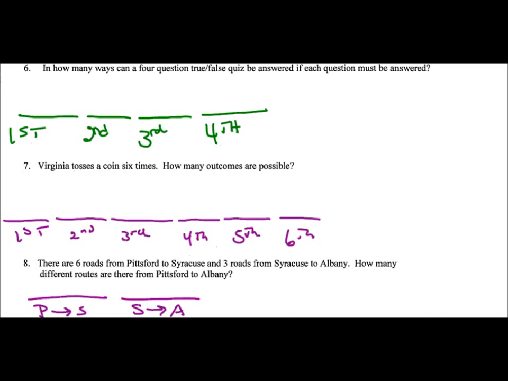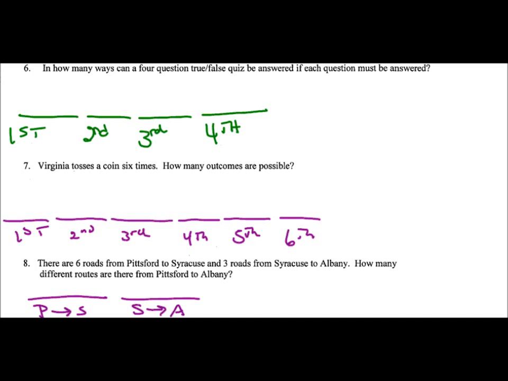We have a 4-question true-false quiz. How many ways can that quiz be answered? Number 7, Virginia's tossing a coin 6 times. We want to know how many possible outcomes there are. And number 8, we have 6 roads from Pittsford to Syracuse and 3 from Syracuse to Albany. We want to know how many different routes there are from Pittsford to Albany. Please pause here. Try examples 6, 7, and 8. Let's see how you did.